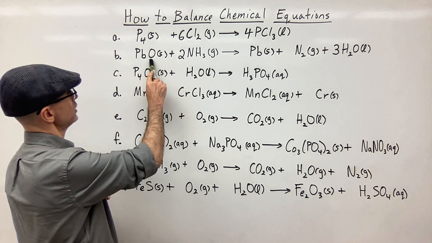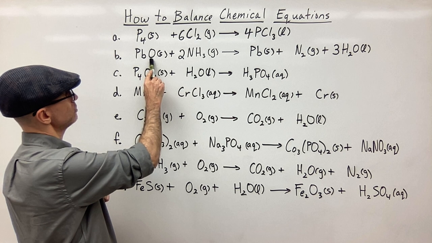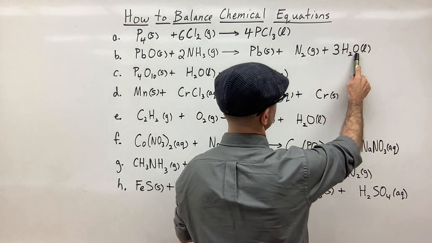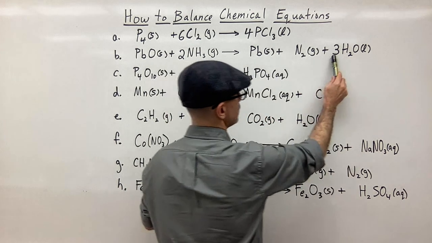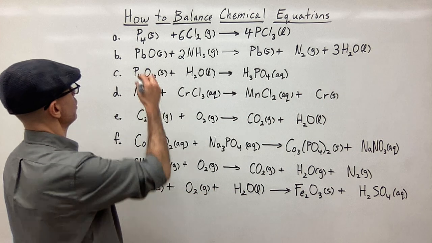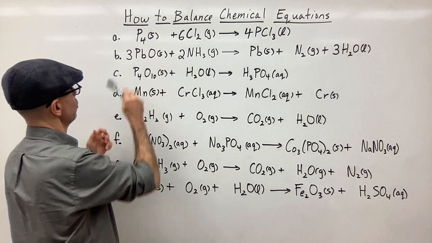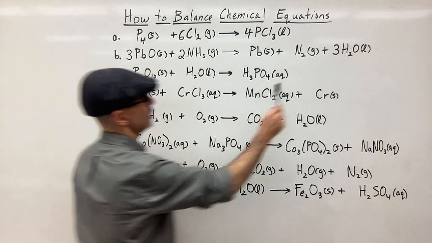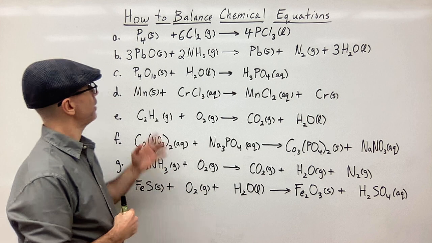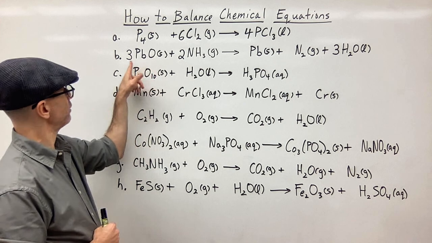Here you'll see that I have 1 oxygen here, but on this side I have 3 oxygens. So 3 times 1 is 3. And so I need to put a 3 coefficient here to balance the oxygen. So 3 times 1 is 3. 3 times 1 is 3. So the oxygens are balanced, but now I unbalanced the lead.